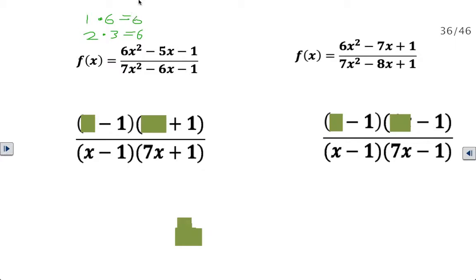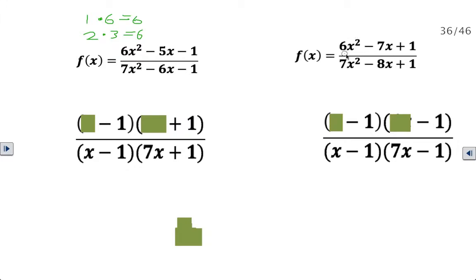But you need to ask yourself, how can you add these terms together and get a negative 5? One of your terms needs to be negative and one needs to be positive because of the negative 1 here. So if you had a negative 2 and a positive 3, you wouldn't get a negative 5. If you had a negative 3 and a positive 2, you still wouldn't get negative 5. But if you had a negative 6 and a positive 1, then you would have negative 5 here.